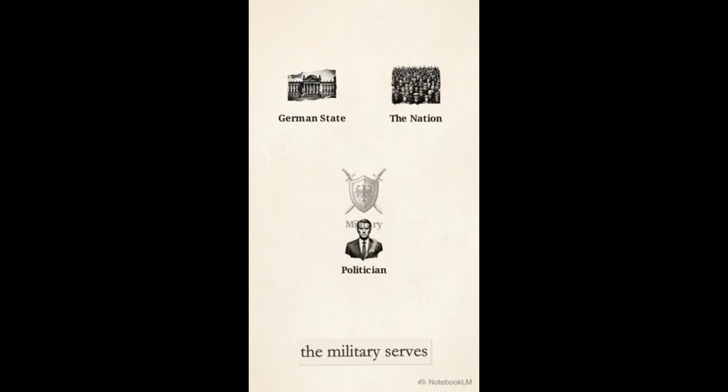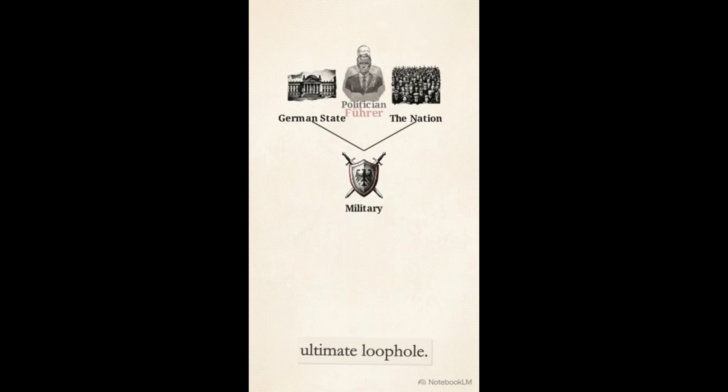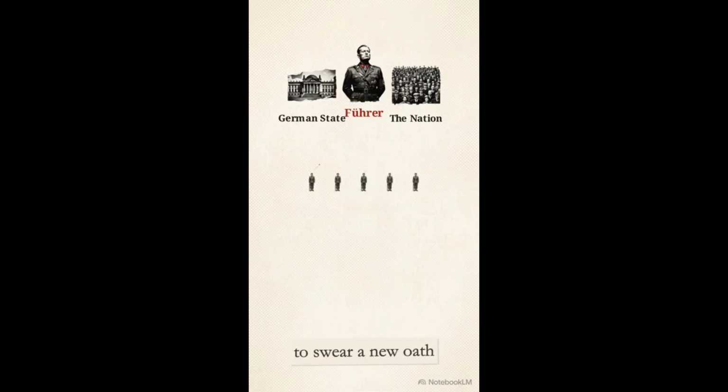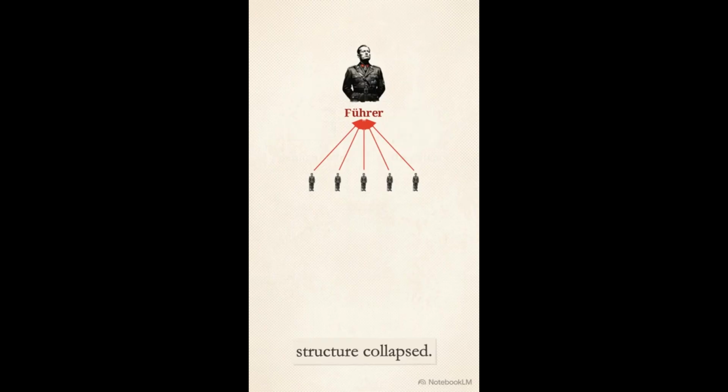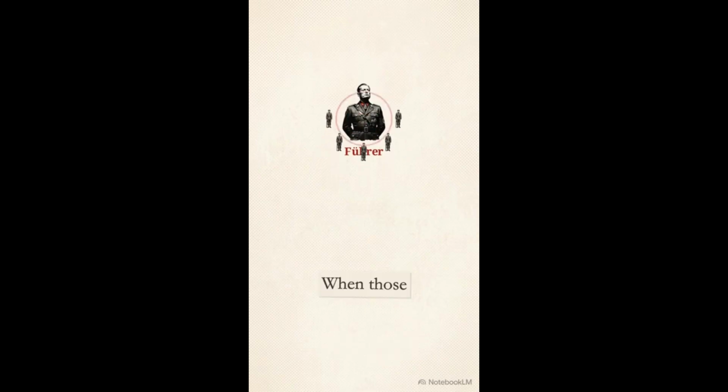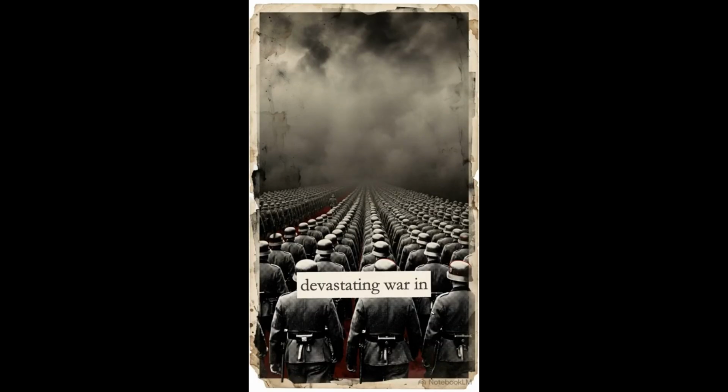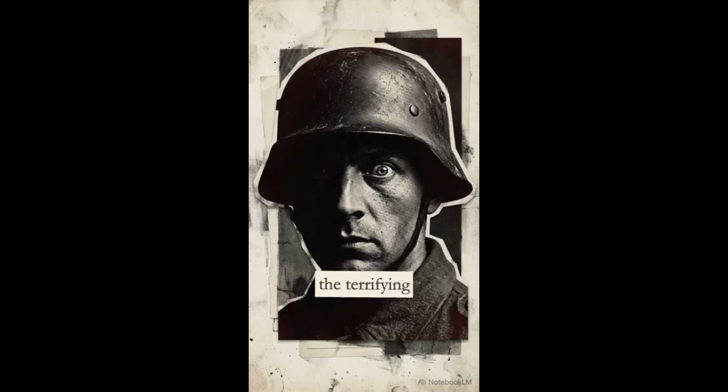In a normal state, the military serves the nation itself, acting as a powerful check against any single rogue politician. In 1934, Hitler found the ultimate loophole. He declared himself Führer, supreme leader, and fundamentally rewrote military law. He severed the army's constitutional oath to the German state and forced every recruited soldier to swear a new oath directly to him, personally. With one legal maneuver, the entire constitutional structure collapsed. The armed forces were no longer defenders of a country. They were his personal enforcers. When those soldiers marched across Europe, launching the most devastating war in human history, they weren't legally fighting for Germany. They were legally bound to execute the terrifying will of one man.